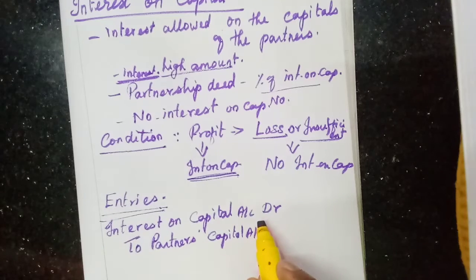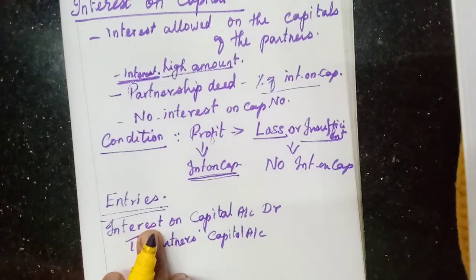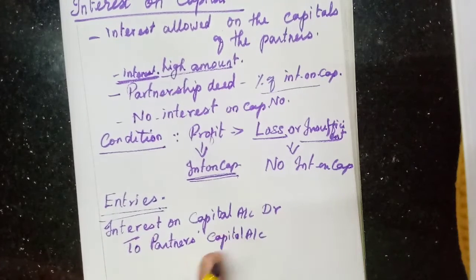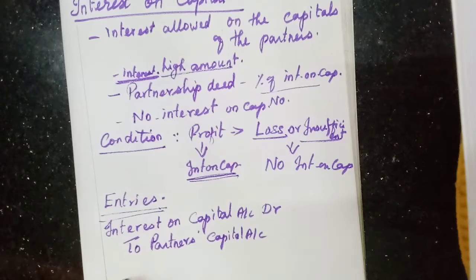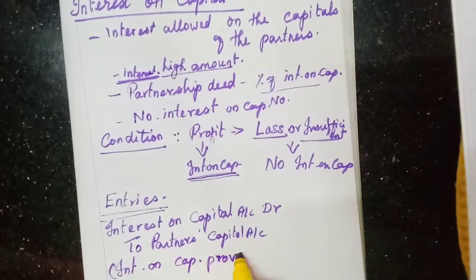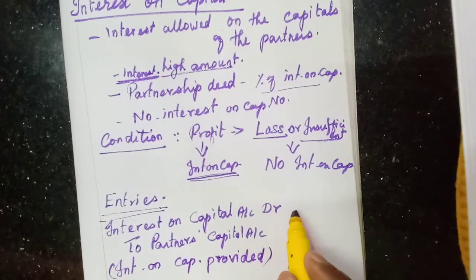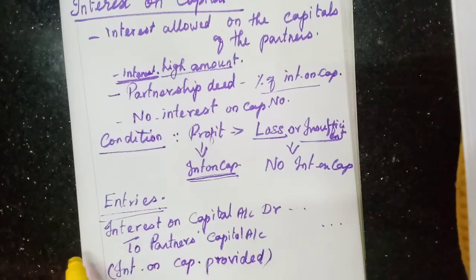Interest on capital account debtor to partners' capital account. The same thing we have done in the 13th chapter last year: interest on capital account debtor to capital account, only that was a sole proprietorship organization, isn't it? Then we will write one narration: interest on capital provided. We should calculate the amount and write it here. As a journal entry, you have to write the amount column, LF column, particulars column, date column. Everything must be there.